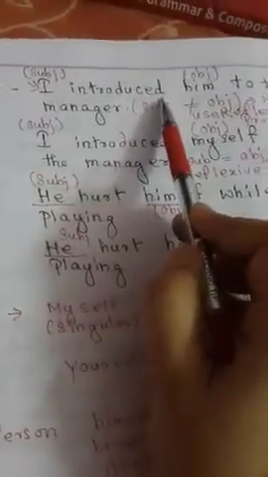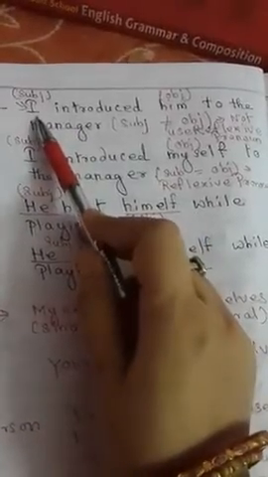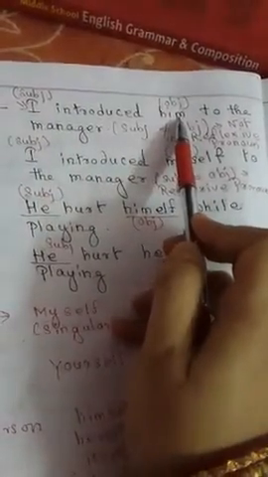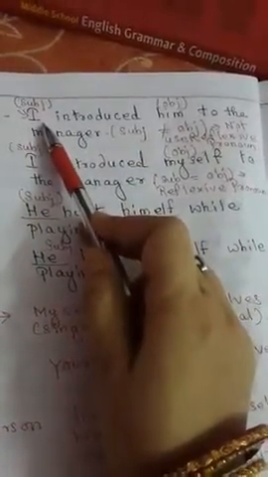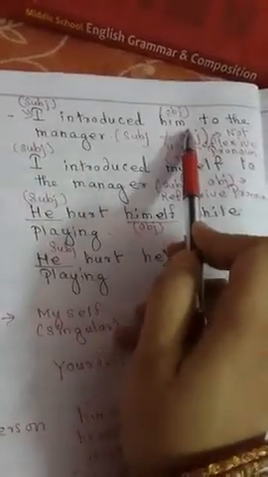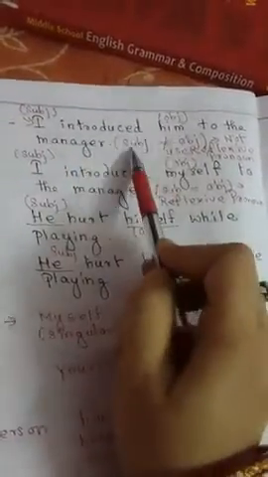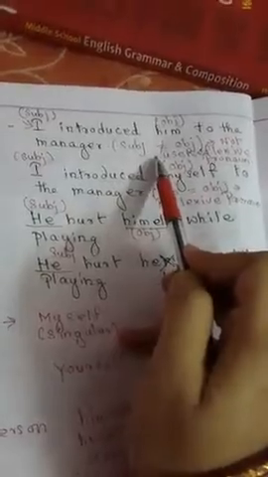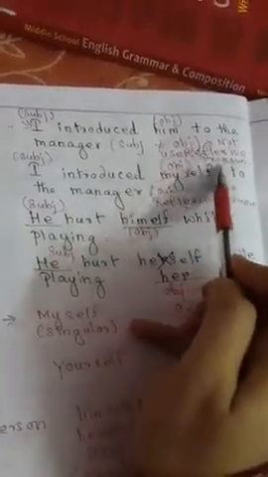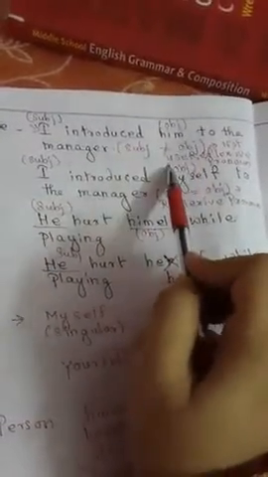Now let me explain through some examples. That is, I introduced him to the manager. Here I is the subject and him is the object. So this is first person. Okay? I introduced to whom? Him. So the subject and object are not the same. In that case, we cannot use a reflexive pronoun like himself. I cannot say, I introduced himself. No, it will be wrong.